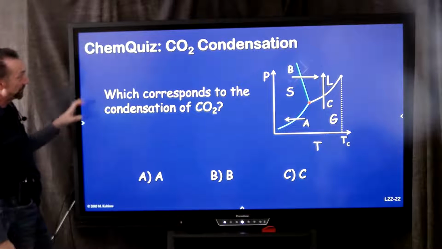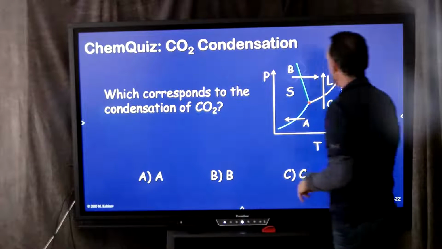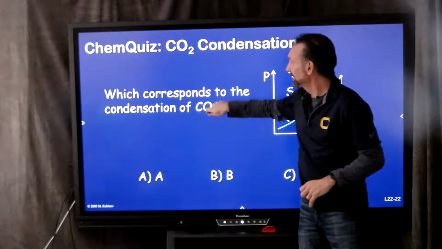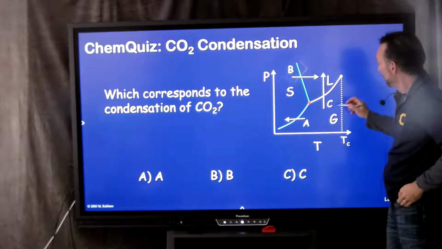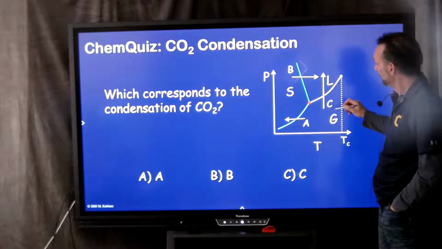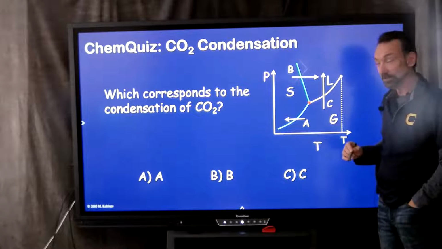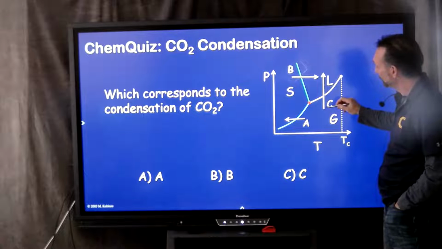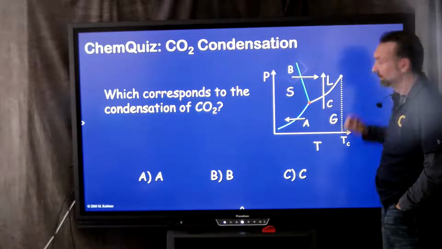I'll go through this one with you. So here we have 3 lines in pressure temperature space, A, B, and C. Which corresponds to condensing carbon dioxide? So condensing refers to, of course, the gas condensing into the liquid. So here you are at a temperature and pressure where you're in the gas phase. You increase the pressure and you become a liquid.